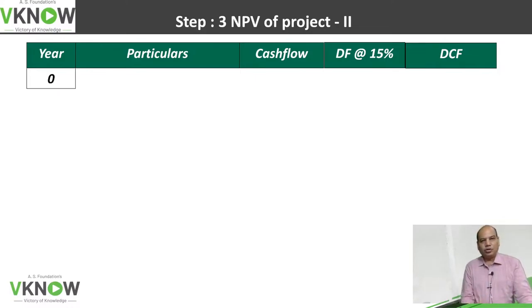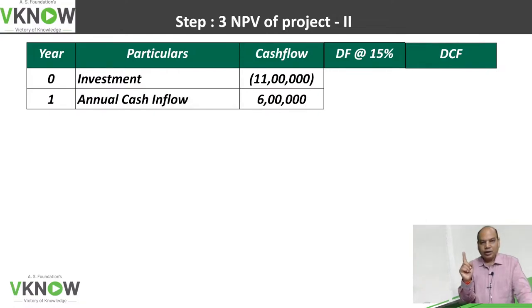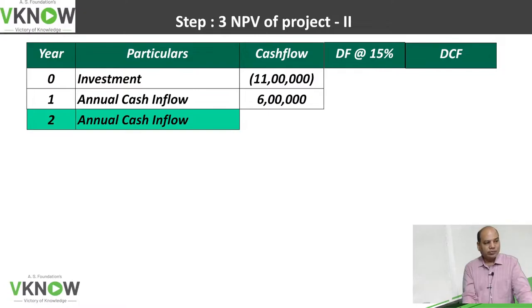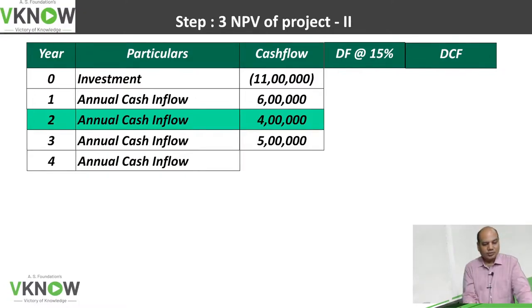Year 0, investment required 11 lakh. Year 1, annual cash flow 6 lakh. Year 2, 4 lakh. Year 3, 5 lakh. Year 4, 2 lakh.